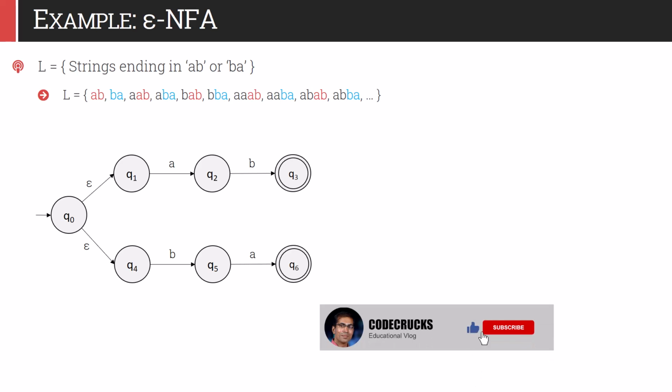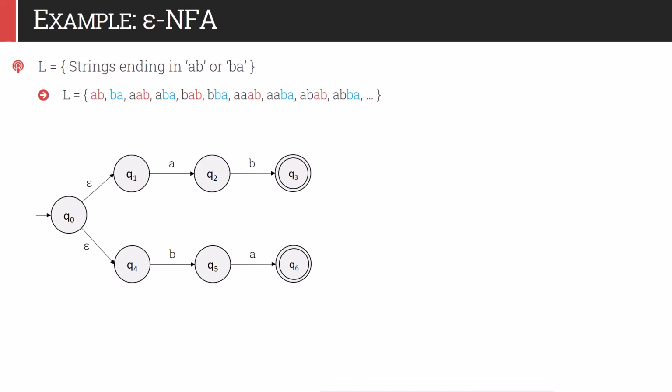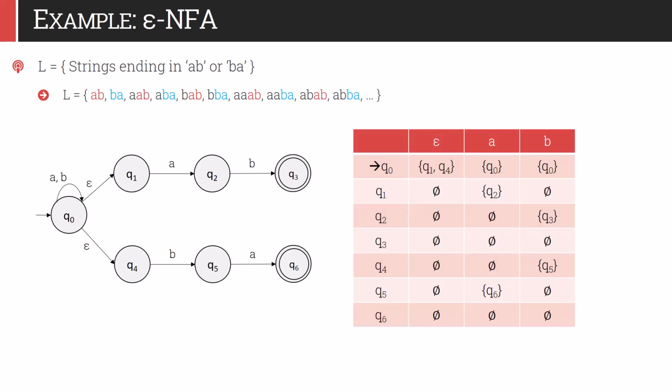But what we want is, we want to generate all the strings which are ending in AB or BA. So the partial NFA we have already generated. Now what we can do is, before these two strings AB and BA, we can read anything. So we can simply add the arc of A and B here, and then by consuming epsilon we can go to either of the branches and we can have an appropriate string. And this is the transition table. Now we have one more column in the transition table, that is for the epsilon symbol. So when we read epsilon from Q0, we can move to a set of states, either Q1 or Q4, and the corresponding entries are shown in the transition table.